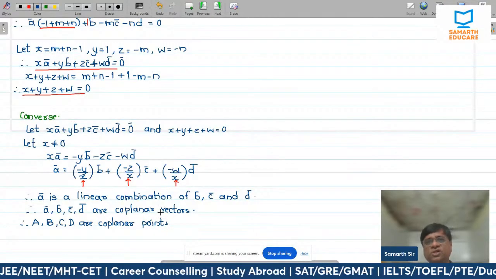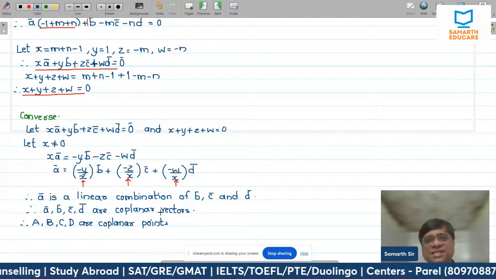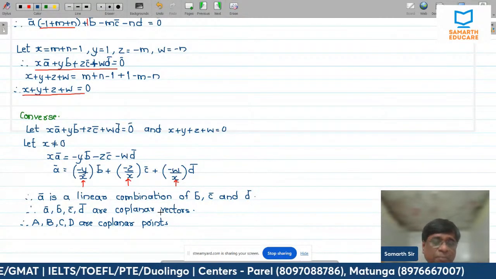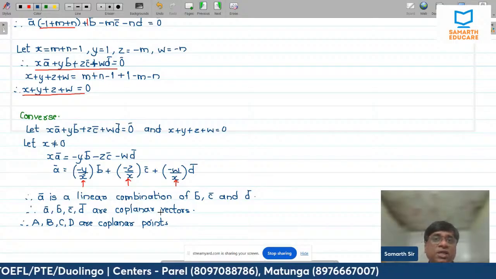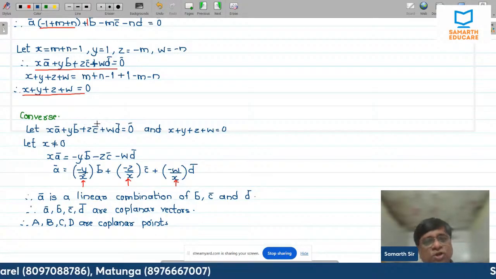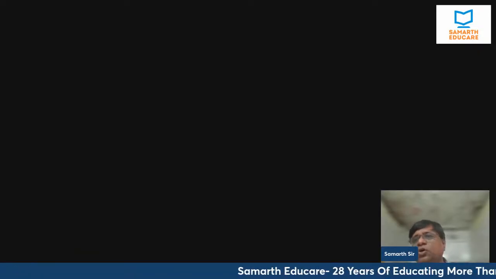Right? So in the first part, if they are coplanar, we proved that x a bar plus y b bar plus z c bar plus w d bar is equal to 0 and x plus y plus z plus w is equal to 0. In the second part, we considered x a bar plus y b bar plus z c bar plus w d bar is equal to 0 and we proved that a bar, b bar, c bar and d bar are coplanar. All right. So that's it for today.